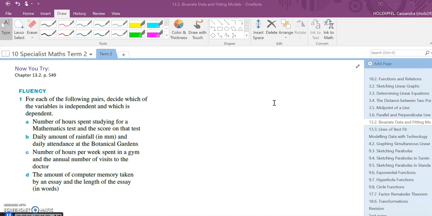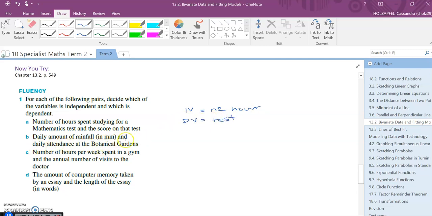The number of hours spent studying for a maths test and the score on that test. Do you think the score depends on the number of study hours, or do you think the number of study hours depends on the score? Well, I think that the independent variable is going to be the number of hours spent studying, and the dependent variable is going to be your test score, okay?